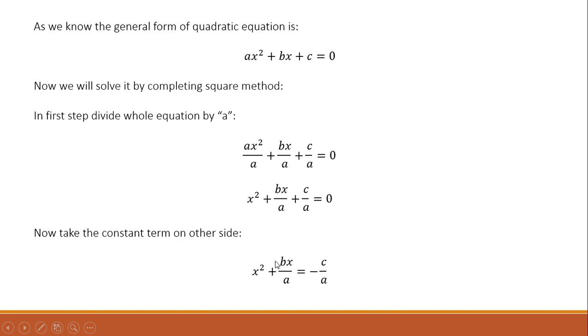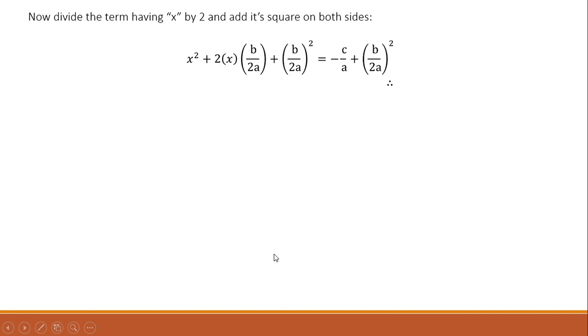We will multiply by 2 and divide it by 2. So we will get 2 into x into b over 2a. We will take the square of b over 2a and add it on both sides. So we will get this. Now, as we know, a plus b whole square is equal to a square plus 2ab plus b square.